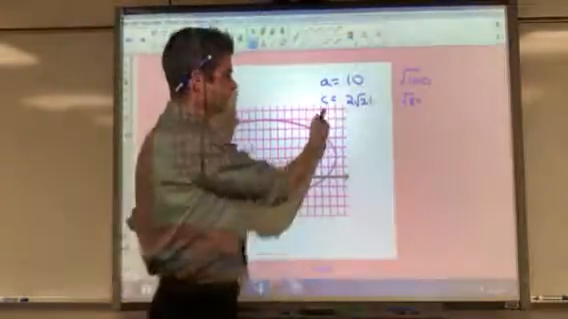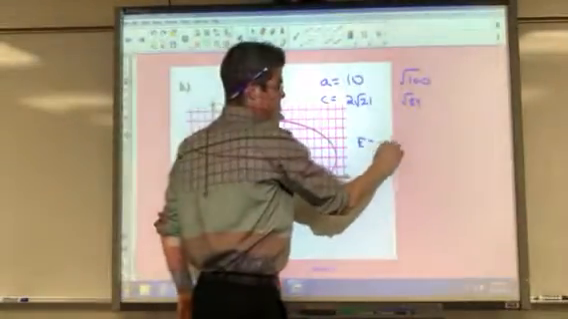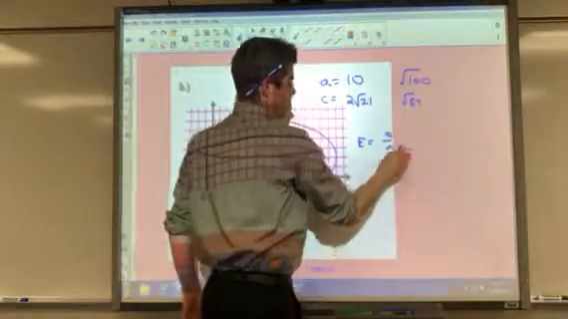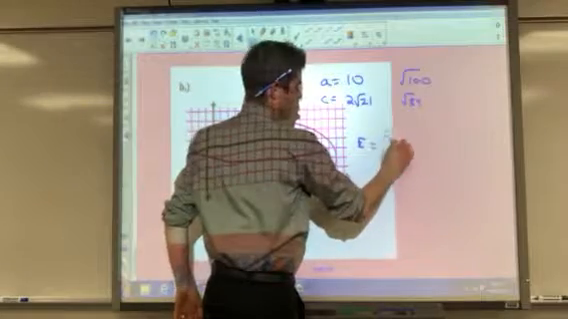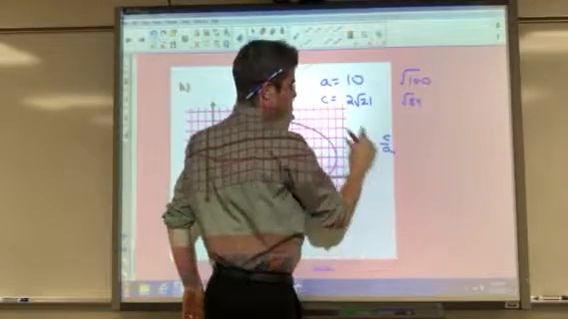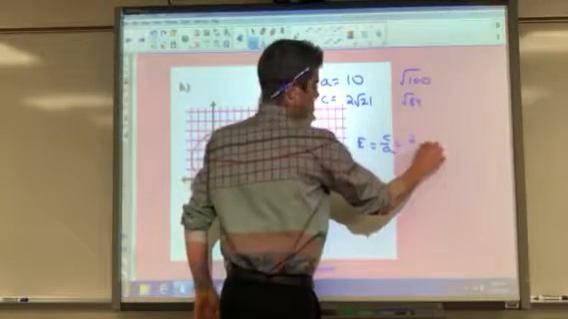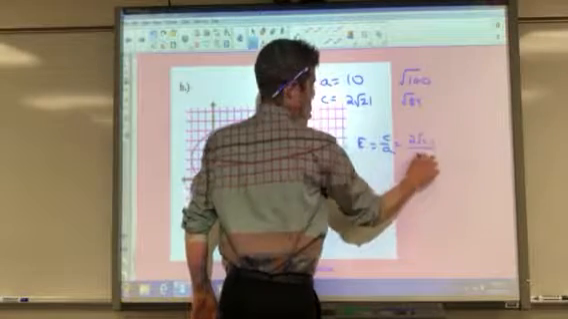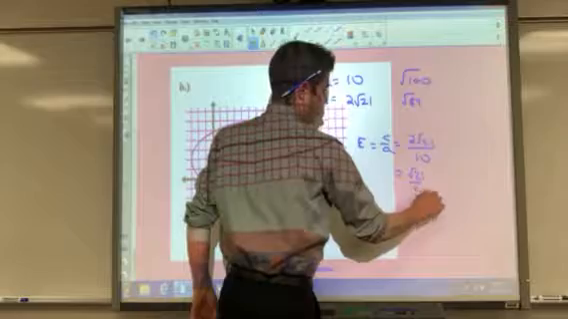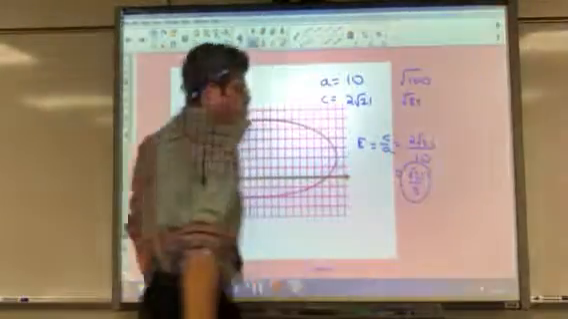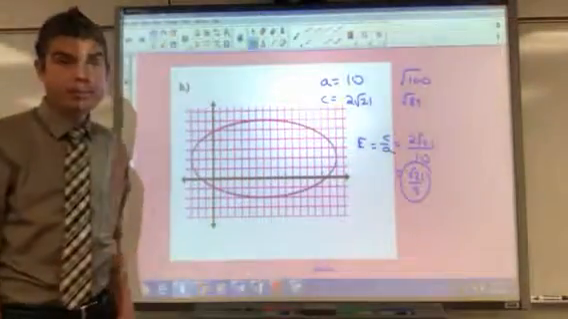But when I express it C to A to give my eccentricity, although it's a terrible C, then I still want to do 2 root 21 over 10, which reduces to root 21 over 5. Okay, so that's my eccentric value. Okay, very good.